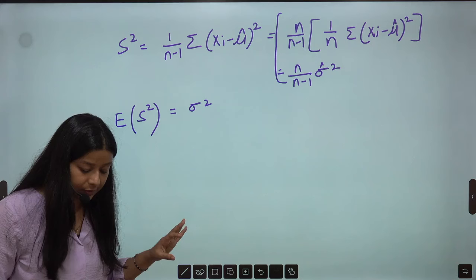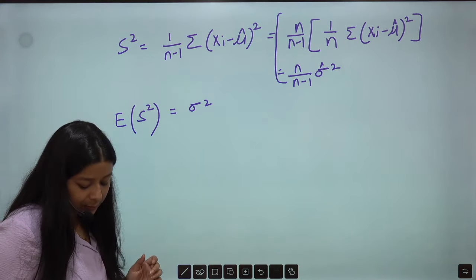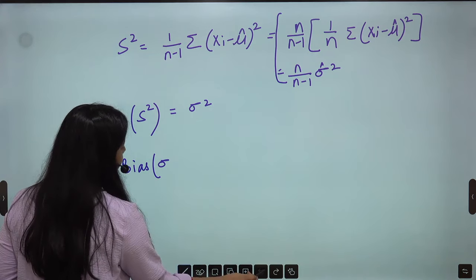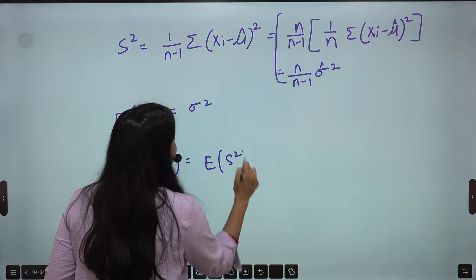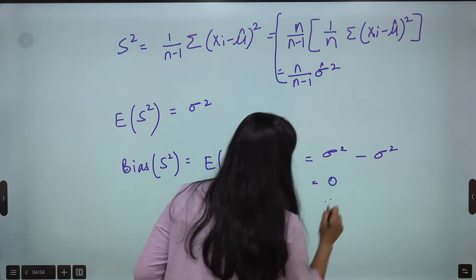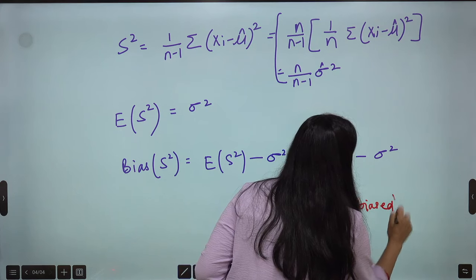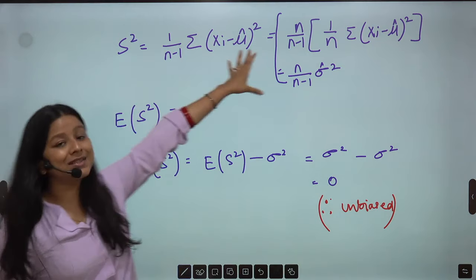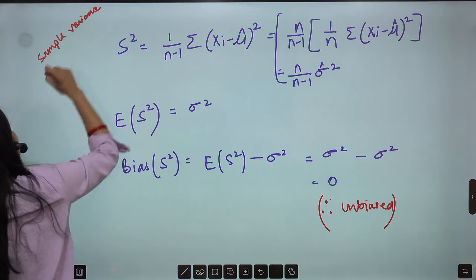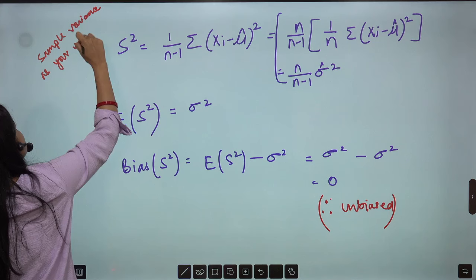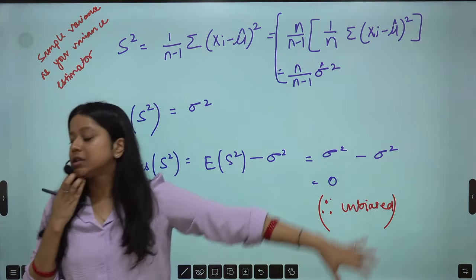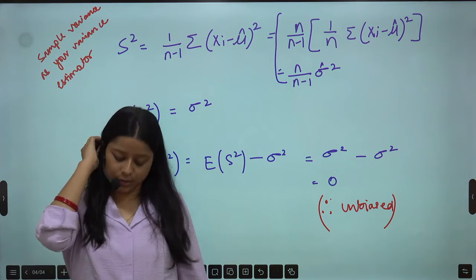The derivation of this is not in the syllabus. Now once you have this with you, if you calculate the biasness of S square, which is expectation of S square minus sigma square, therefore unbiased. Are you getting the unbiased definition? If you use sample variance, listen carefully, as your variance estimator, then you are getting an unbiased answer. But we usually don't use this, we use the previous one. Okay.